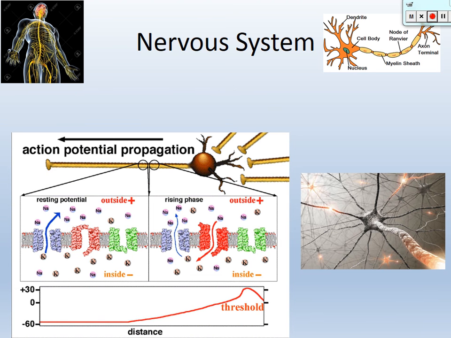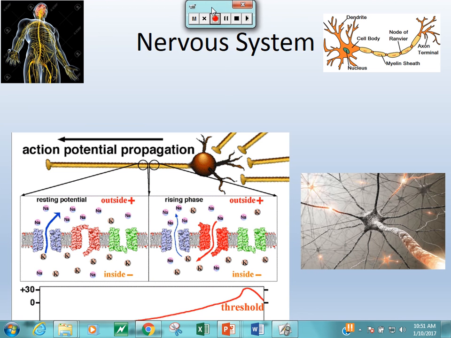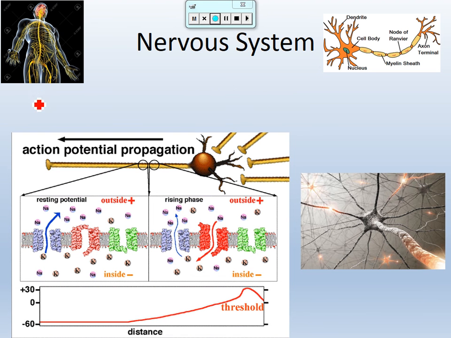Okay. Here's another really cool application of electrochemistry. The nervous system is made up, if you look up at this picture right here, of two parts. The central nervous system, which is the brain and the spinal cord. And then there's another part called the peripheral nervous system, which is all the nerves in your extremities, your arms and legs and so forth. Everything except for the brain and spinal cord.